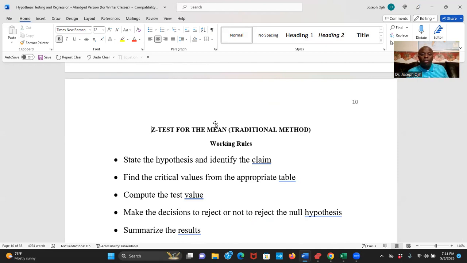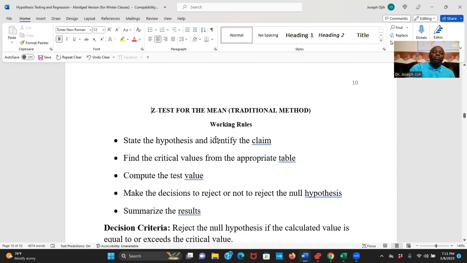Hello, any question for me before we start testing hypothesis? Okay, no. Since there is no question, we can begin. Now, we will start with the z-test for the mean.